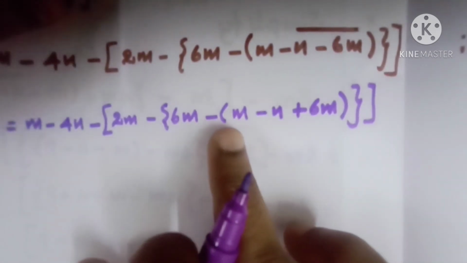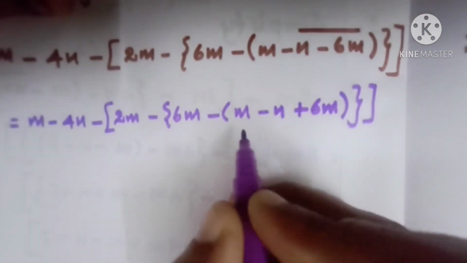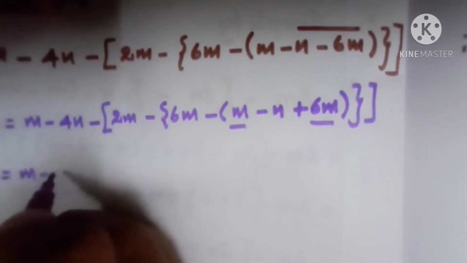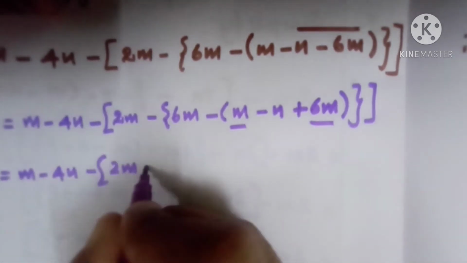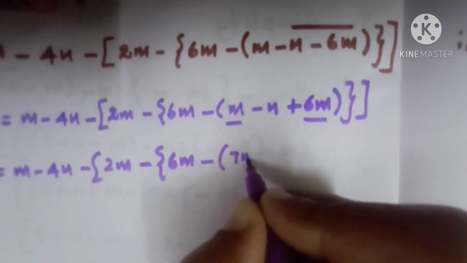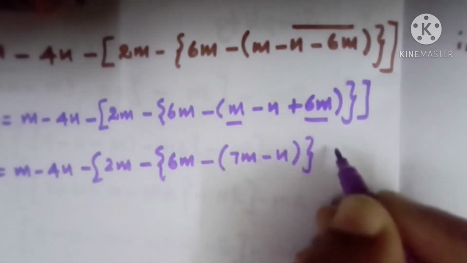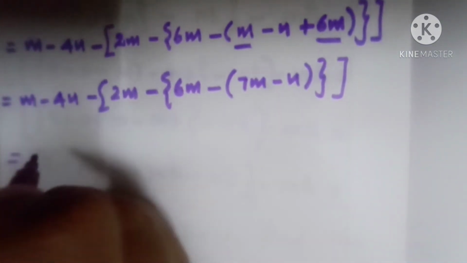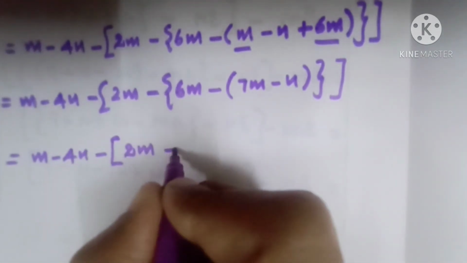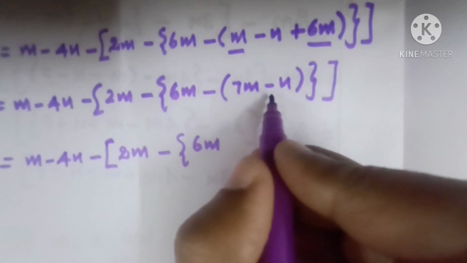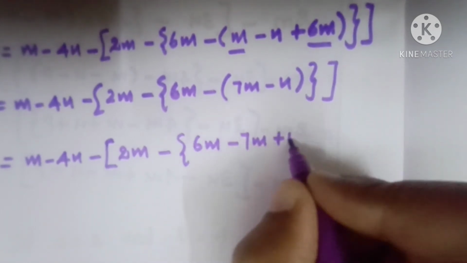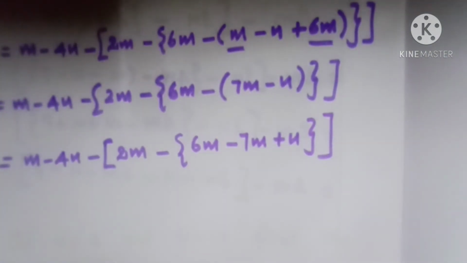Next you have to remove the round bracket. Previously you have to solve that m plus 6m. So m minus 4n minus of 2m minus 6m minus m plus 6m we get 7m minus n. Then m minus 4n, square bracket of 2m minus 6m minus precedes that, so change the signs of inner terms. We get minus 7m plus n. Remove the round bracket and put the remaining closing brackets.